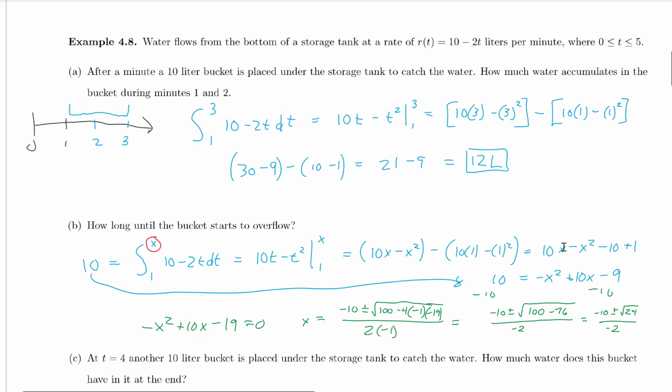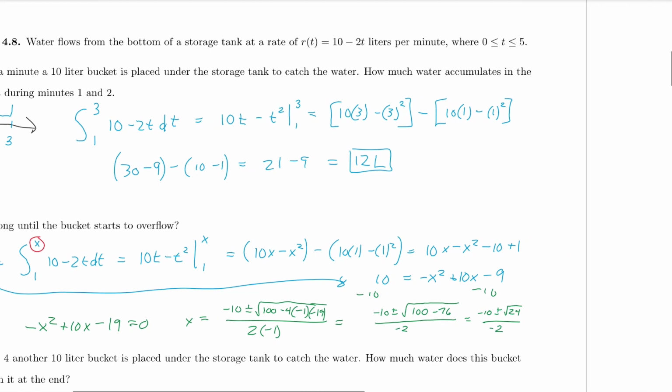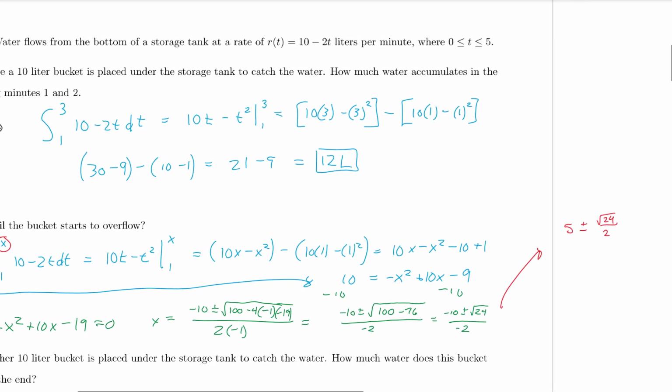Now let's do some simplification. And when we do that simplification, we get negative 10 plus or minus the square root of 24 over negative 2. If we want a little bit better simplification here, we get 5 plus or minus the square root of 24 over 2. Now the square root of 24 is about 5. So this is about 5 plus or minus 2.5, which is about 2.5 or 7.5.